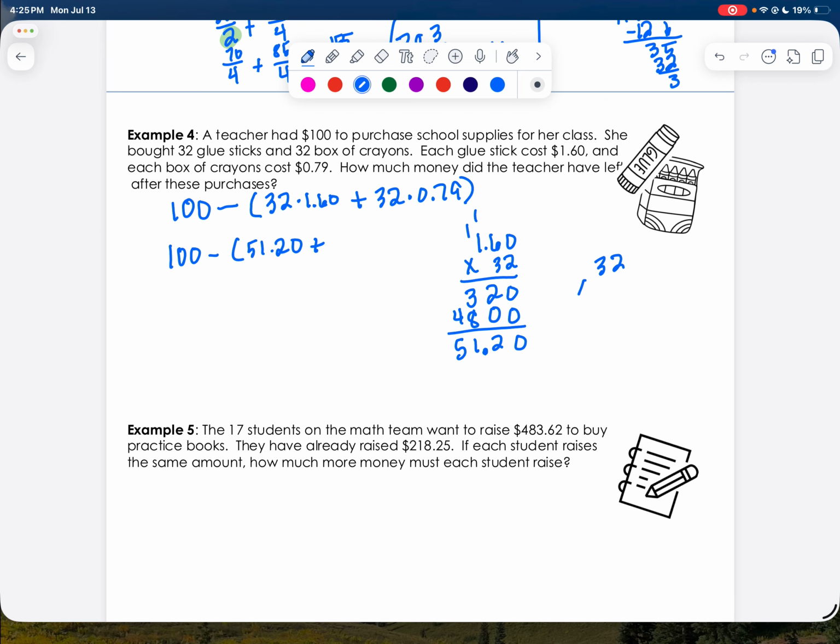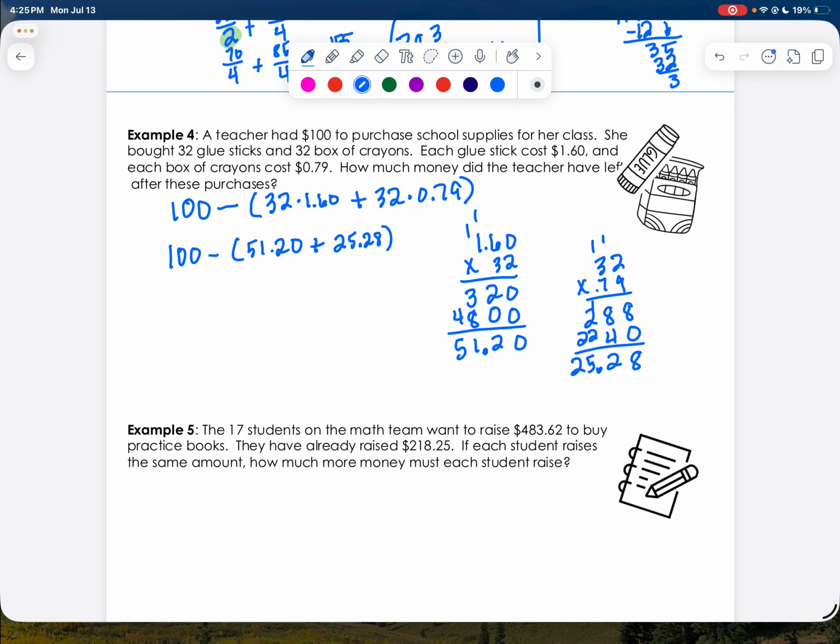All right. Now we have to figure out what is 32 times 79 cents. So 32 times 79 cents. 2 times 9 is 18. Carry the 1. 9 times 3 is 27. Plus 1 is 28. Put a 0 here. 7 times 2 is 14. Carry the 1. 7 times 3 is 21. 22. So 8, 12, 1, 5, 2. There were 2 numbers after the decimal, so move the decimal in 2 places. So this is 25.28.